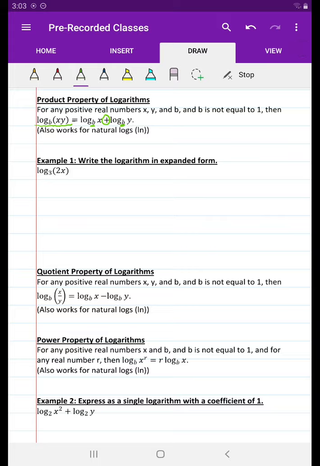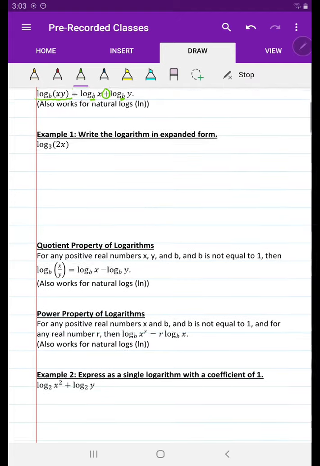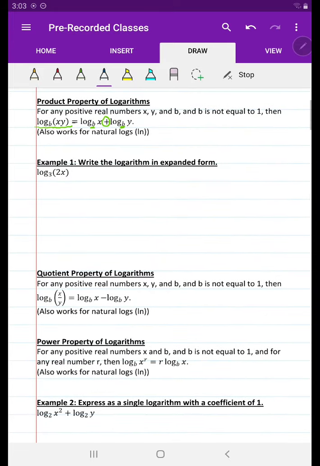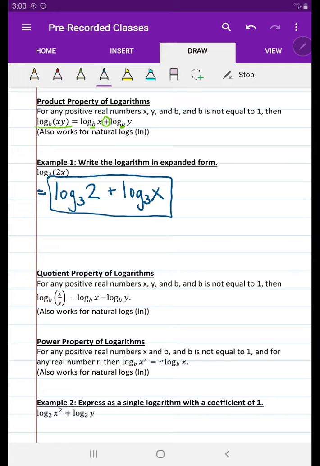So in this first example, our directions are to write the logarithm in expanded form. This might be the kind of problem that you would see on your homework. So we have log base 3 of 2x. What we have right here is 2 and x being multiplied by each other, so we can rewrite this using the product property that we just talked about. We can say this is the same thing as log base 3 of 2 plus log base 3 of x. And that's all we had to do, and that's our answer, and we're all done.